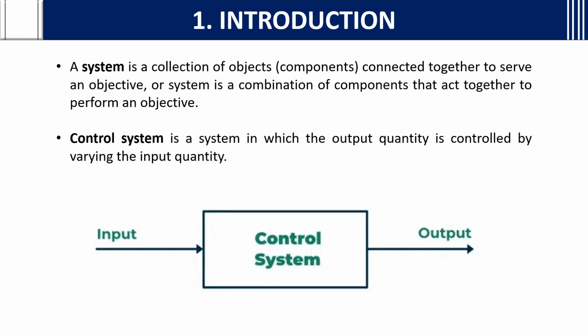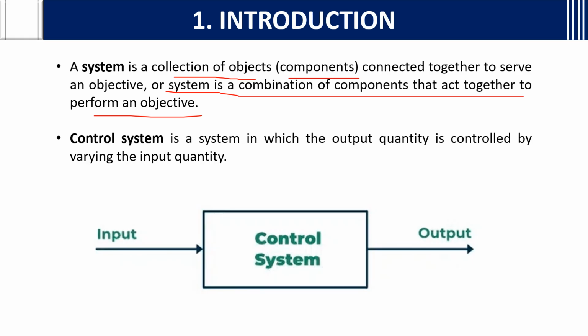Introduction. A system is a collection of objects or components connected together to serve an objective. Or a system is a combination of components that act together to perform an objective. A system means what? It is a collection of objects or components connected to do some objective or to do some work. What a system does, it is going to connect together to do some objective or a work.